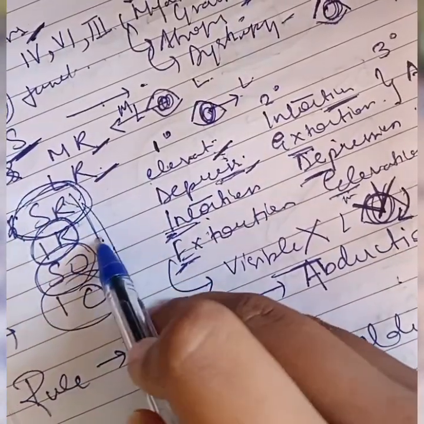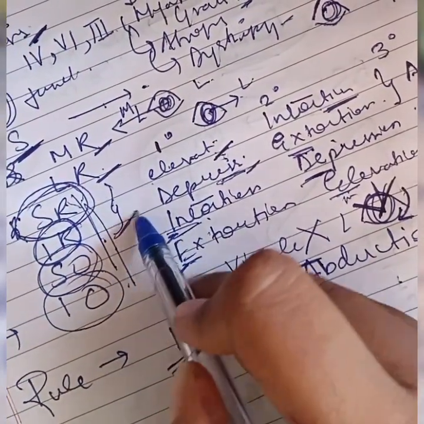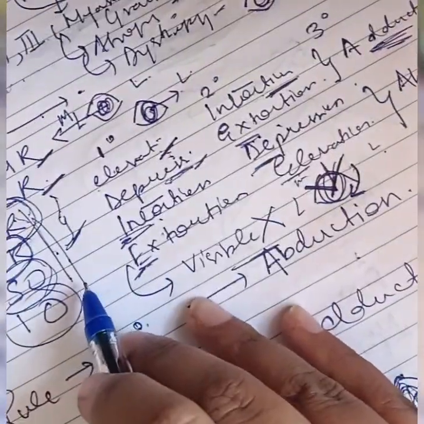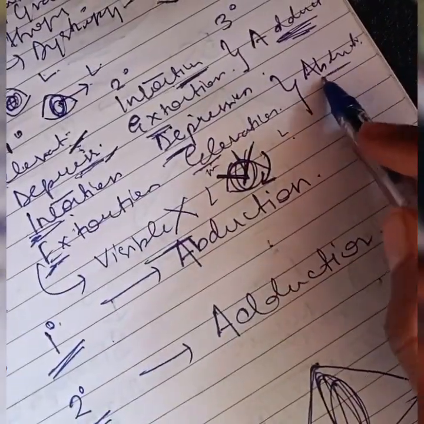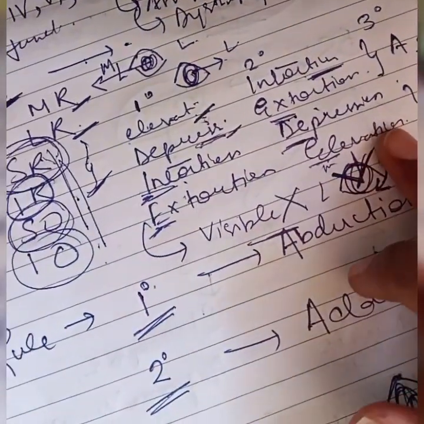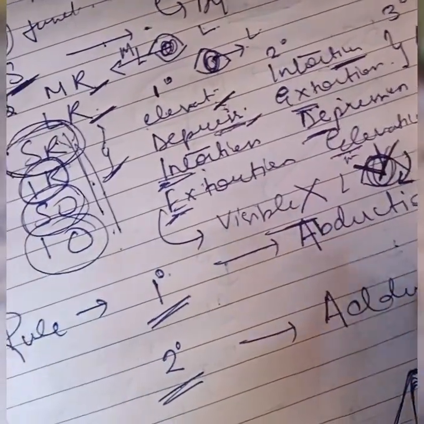And for your superior rectus and inferior rectus, that is recti muscles, the tertiary action is adduction, whereas for your superior oblique and inferior oblique, the tertiary action is abduction. This much you need to remember. Then comes our rule for clinical action.